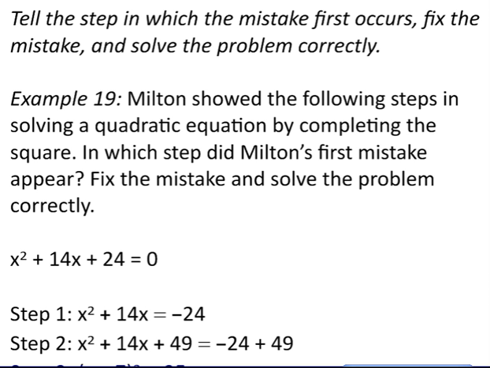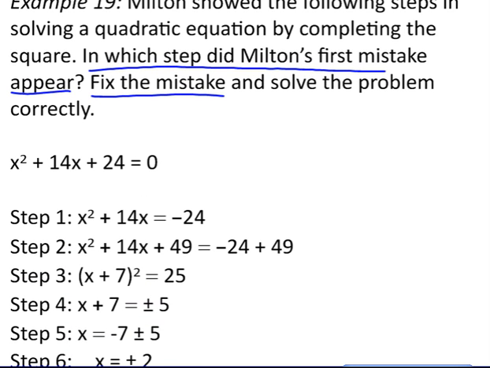Example 19 is a little bit different. It says Milton showed the following steps using completing the square. In which step did Milton's first mistake appear? Fix the mistake and solve the problem correctly. So completing the square. Don't worry about the step numbers. Even if we labeled the step numbers differently, it's okay. Go by what we have. So even though I told you that the first step was to divide by a, and they didn't, that's all right. That's not the mistake.